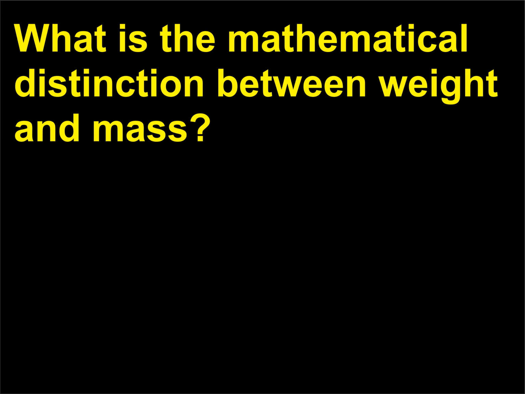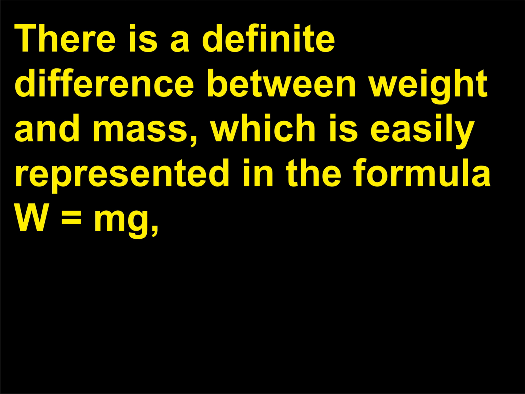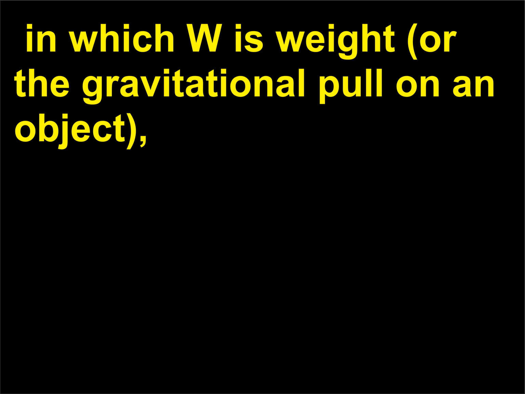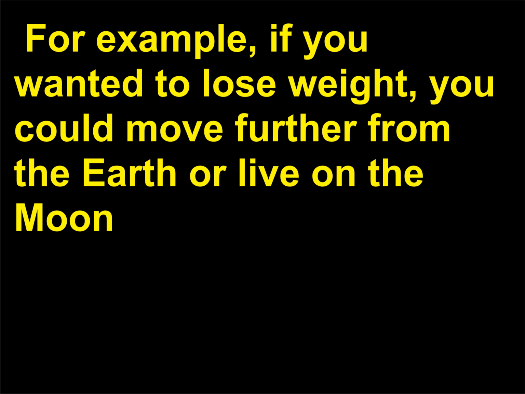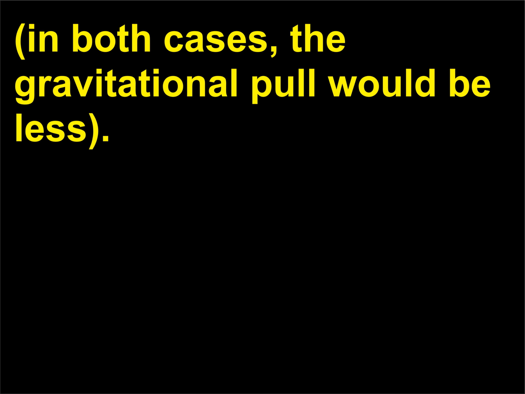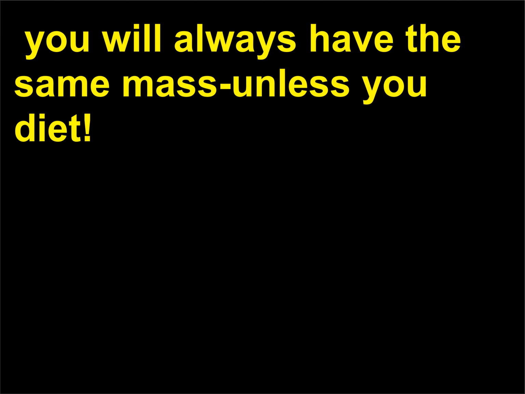What is the mathematical distinction between weight and mass? There is a definite difference between weight and mass, which is easily represented in the formula W equals mg, in which W is weight, or the gravitational pull on an object, m is mass, or the quantity of matter in an object, and g is the gravitational pull. For example, if you wanted to lose weight, you could move further from the Earth or live on the Moon. In both cases, the gravitational pull would be less. But remember, no matter where you travel in the universe, you will always have the same mass unless you diet.